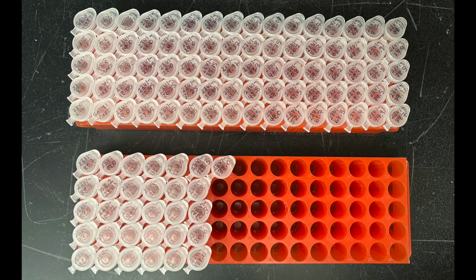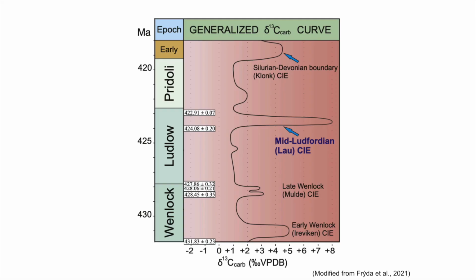I'm measuring the delta C13 values of these rocks to test the expression or the magnitude of one of the largest carbon isotope anomalies of the Phanerozoic eon, which is the most recent eon that spans the time period from about 540 million years ago up to the present day. This anomaly, which occurred during the late Silurian period, is called the Mid-Ludfordian Carbon Isotope Excursion, or the MLCIE.